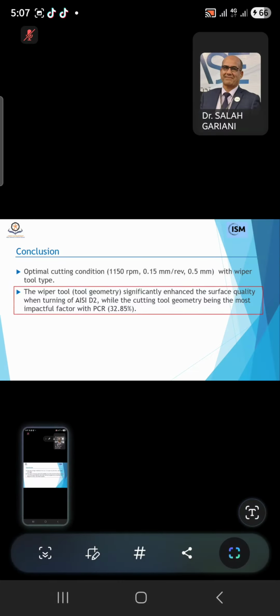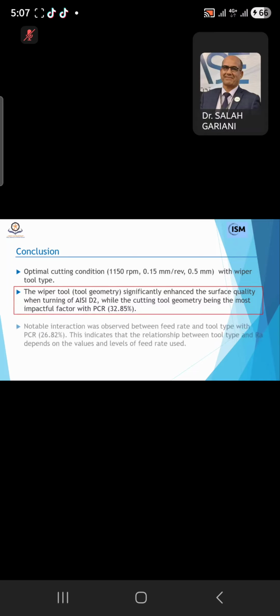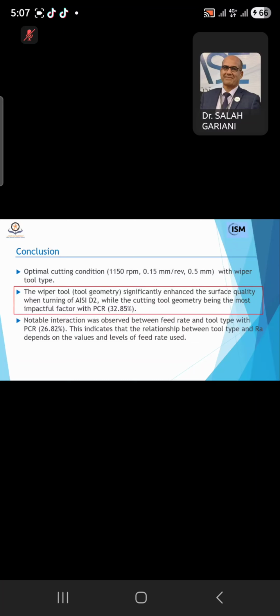So that means wiper tools significantly enhance the surface quality, and the cutting tool geometry is the most impactful factor compared with the other parameters like cutting speed, feed rate, and depth of cut. A notable interaction was observed between feed rate and tool type with the percentage contribution ratio 26.82. This indicates that the relationship between tool type and surface roughness depends upon the value and level of feed rate used.